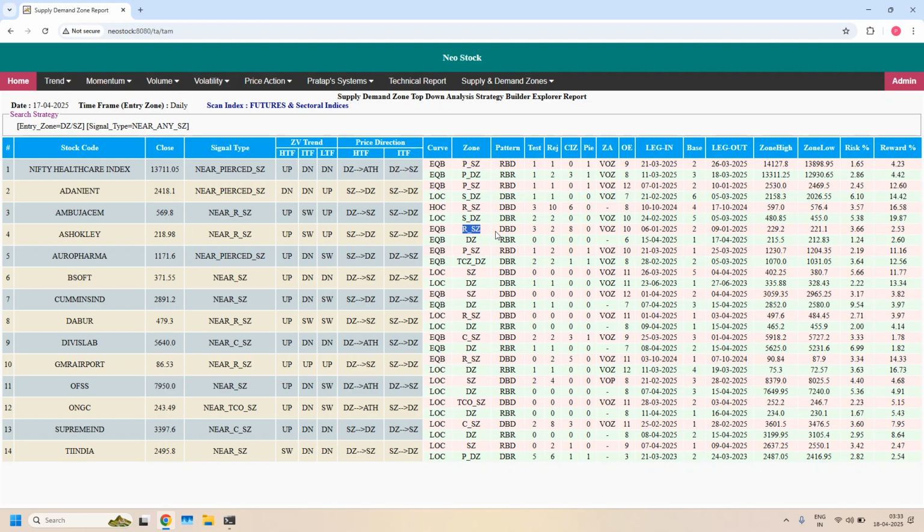Next one is Ashok Leyland. Next, Dabur. Divi's Labs is a piercer zone. Next one is GMR Airports. Next one is Supreme Industries. That's it. We identified 5 high liquidity daily supply zones from this list.